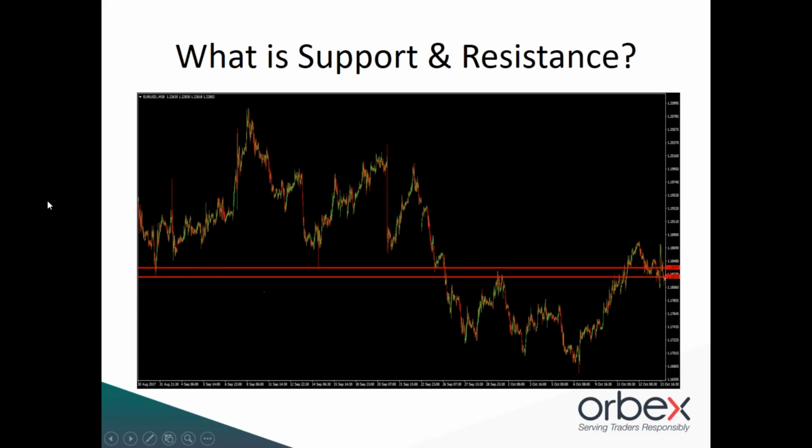Okay, so in this example then you can see that once again we have a really well-defined support level. Okay, so we've got these two massive touches here. Each time price is traded down into this level, you can see that price has reversed strongly to the upside.